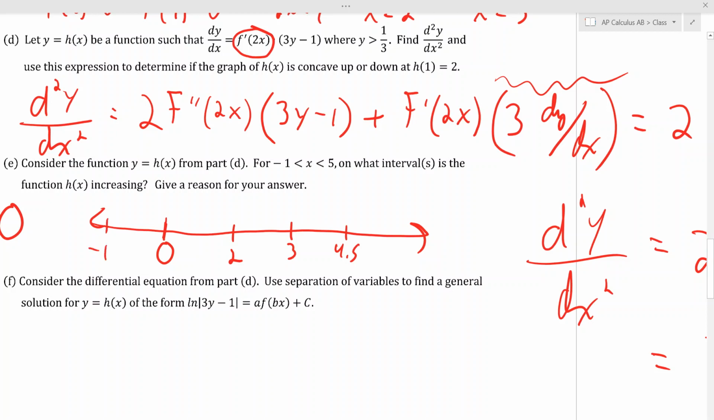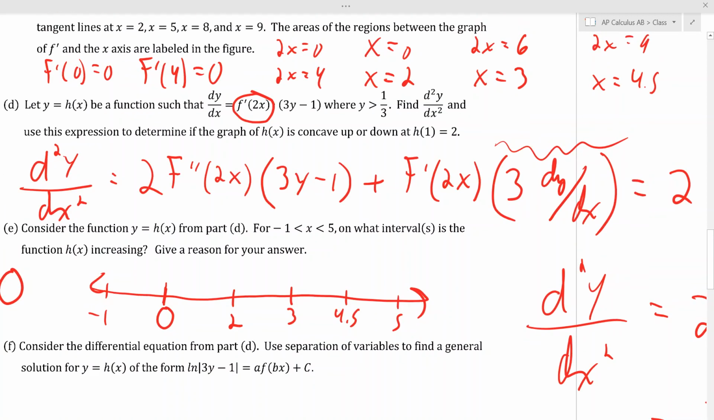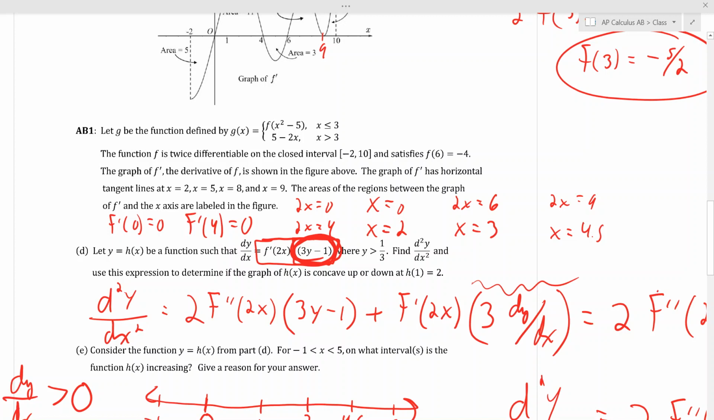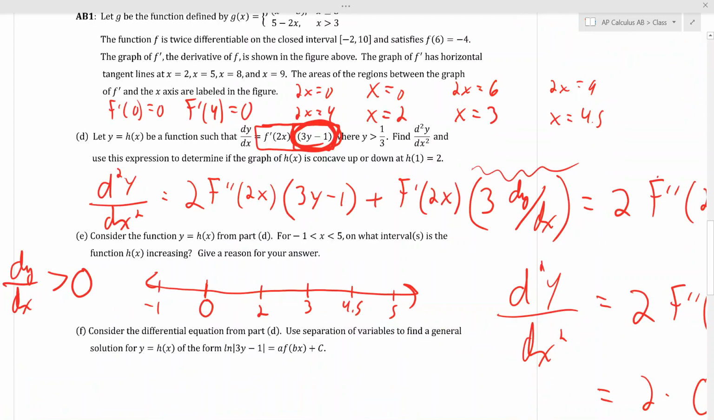So -1 down here, 5 is up here. Keep in mind, the derivative is only two things, right? F prime and 3y minus 1. This thing is always positive. 3y minus 1 is always positive. So the only thing that dictates the sign of this thing is f prime. And f prime goes negative, positive, negative, positive, positive. So this goes negative, positive, negative, negative, or negative, positive, positive. That's what we got going on there.